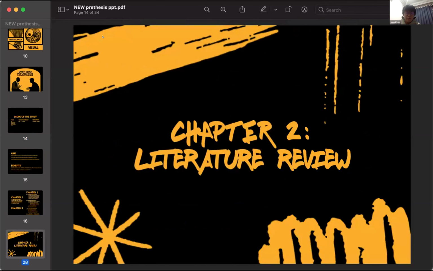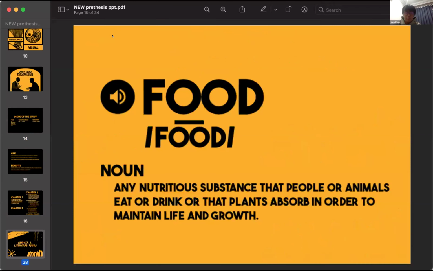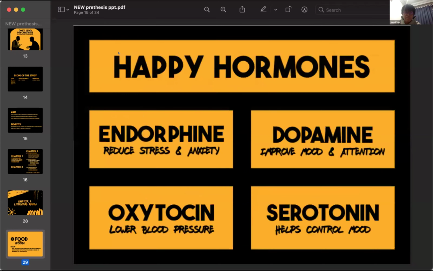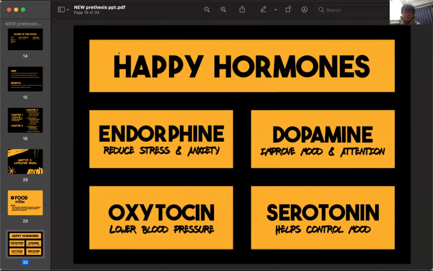Okay, so chapter 2. Food. Everyone loves food, right? It's the simplest thing. It can go from something simple like a snack to something heavy or even dessert. So, the four happy hormones are endorphin, dopamine, oxytocin, and serotonin. The three main ones are endorphin, dopamine, and oxytocin. Those are released when you eat good food.